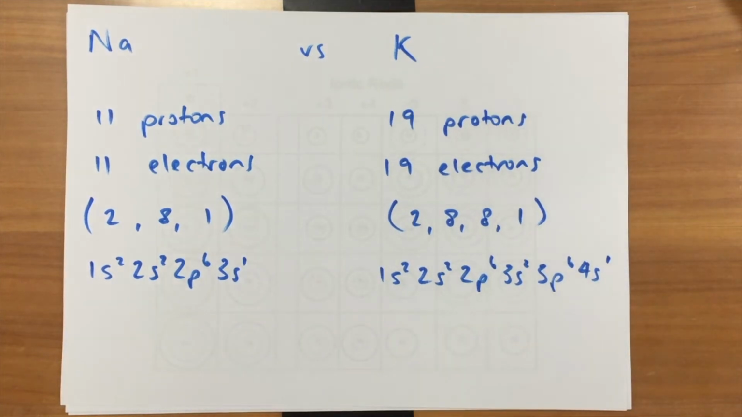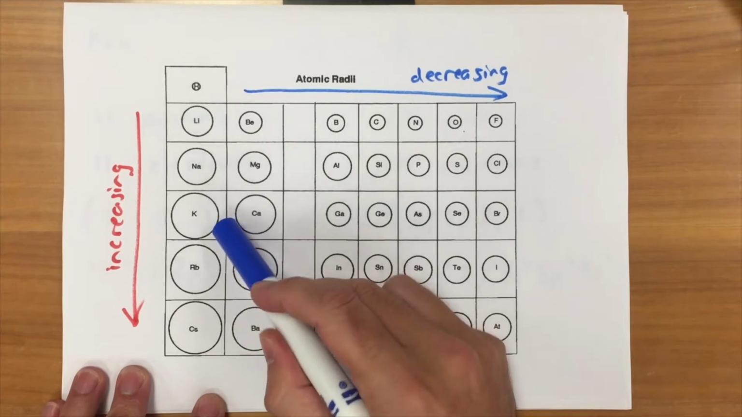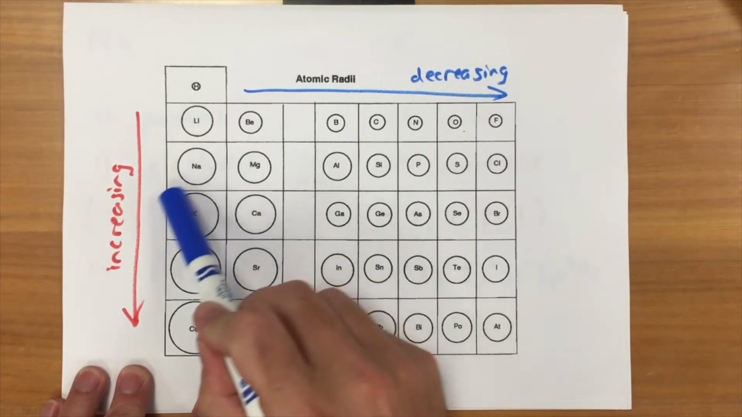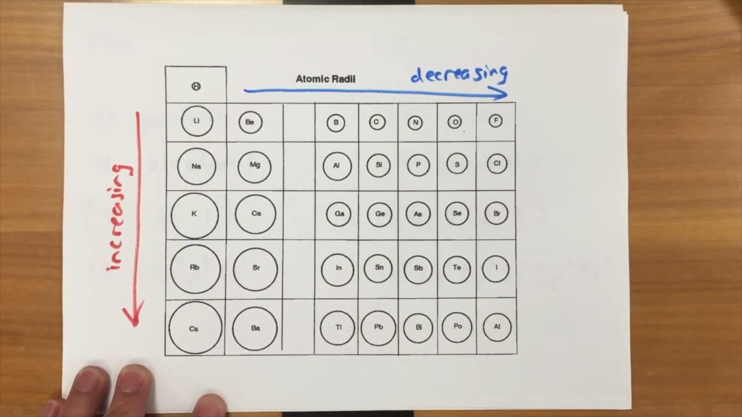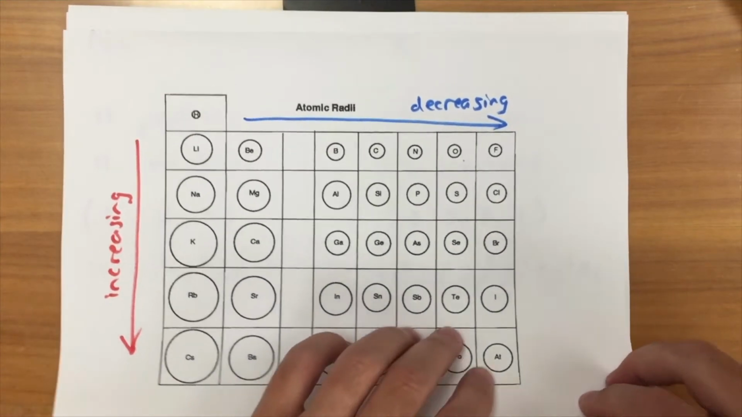Let's again check that on our diagram to make sure we've got that correct. So comparing sodium and potassium, we can see that potassium is below sodium on the periodic table, and it does in fact have a larger radius for those reasons that we just talked about. Great.